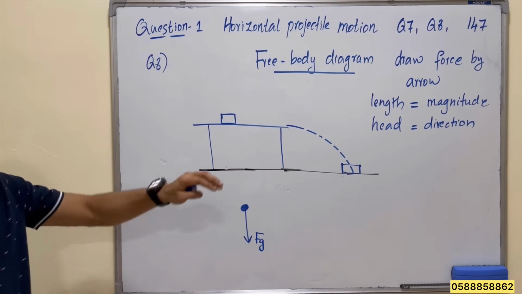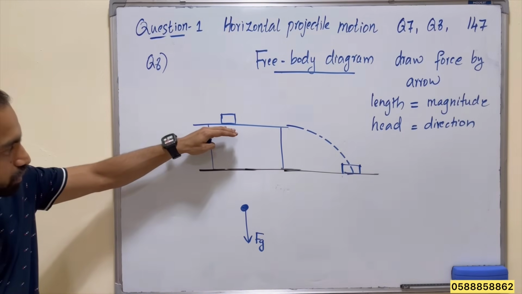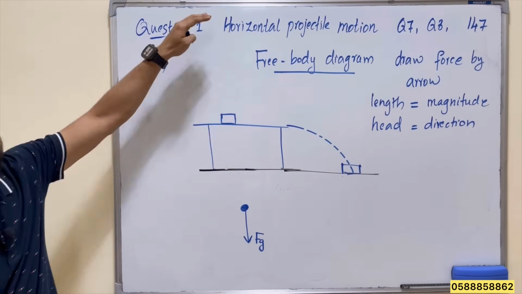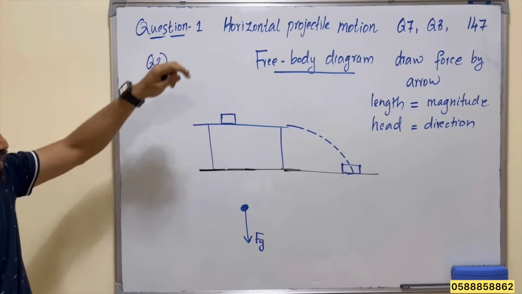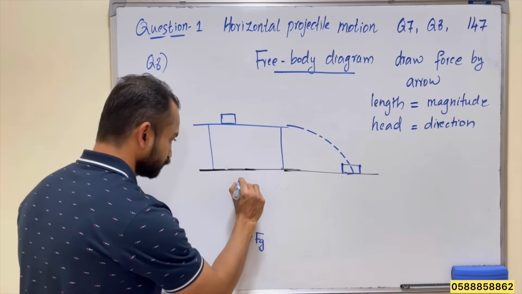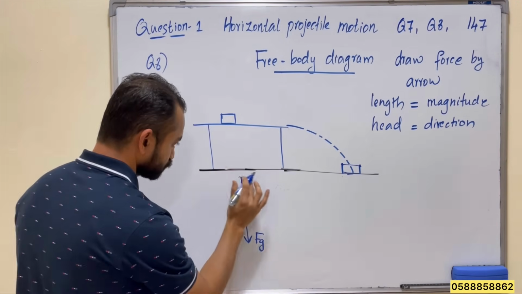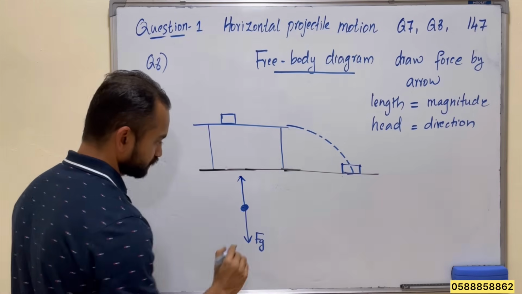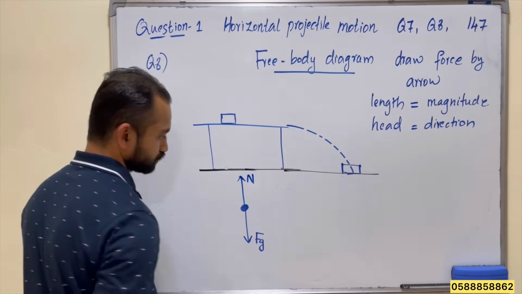Then the table will push the ice block upward, right? The table will push the ice block upward. That is the normal force. So everywhere these two forces will usually be there: the force of gravity and the normal force.